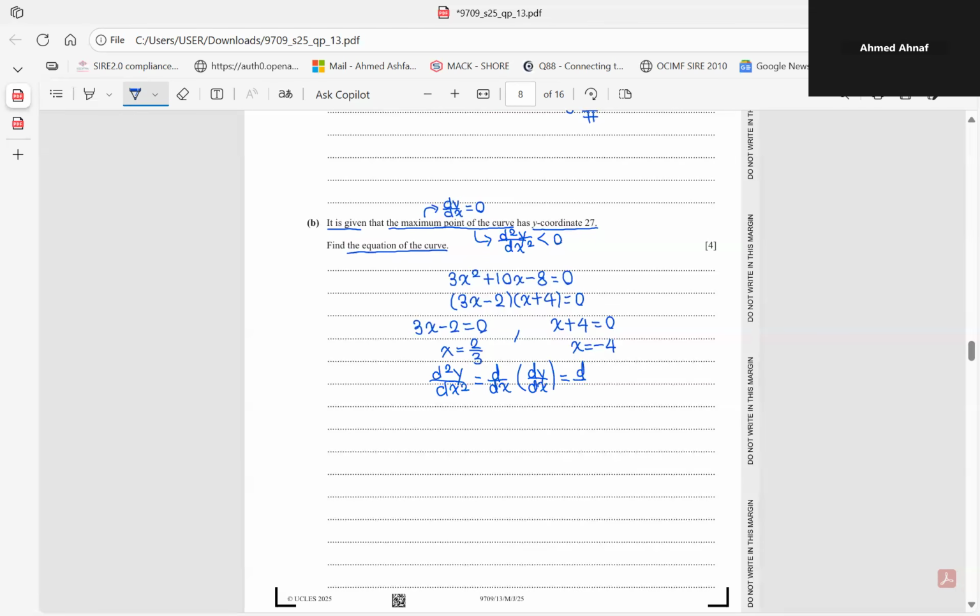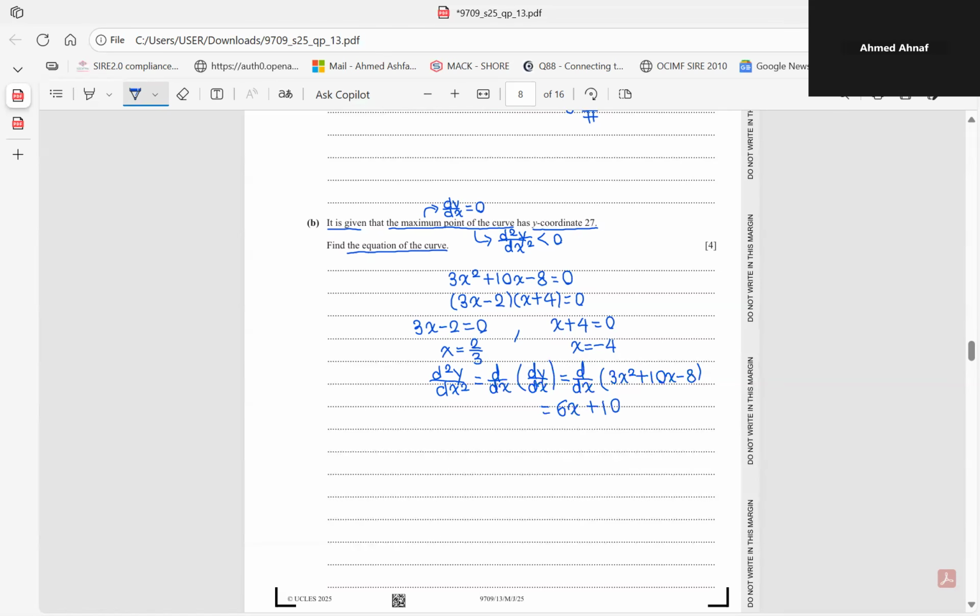So let's find d/dx of 3x squared plus 10x minus 8. Differentiating 3x squared, keep the 3 at the front, and differentiate x squared, you'll get 2x. So this is 6x. Differentiating 10x, keep the 10 at the front, and differentiate x, you'll get 1, so plus 10. And then minus 8, differentiated, you'll get 0. So d squared y dx squared is 6x plus 10.